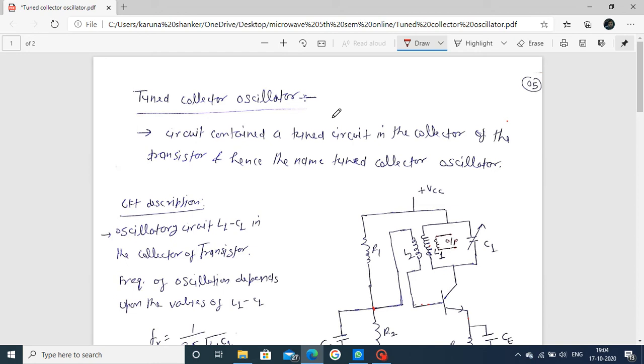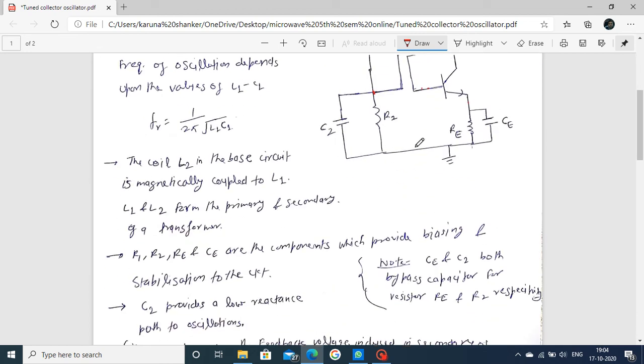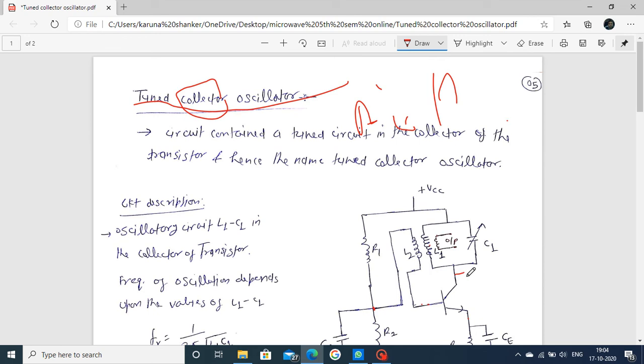Now we first focus on the tuned collector oscillator. The collector is one of the terminals of the transistor. A transistor has three terminals: the collector, the base, and the emitter. In this circuit, there is a collector, this is the base, and this is the emitter. In the collector, a tuned circuit is connected.